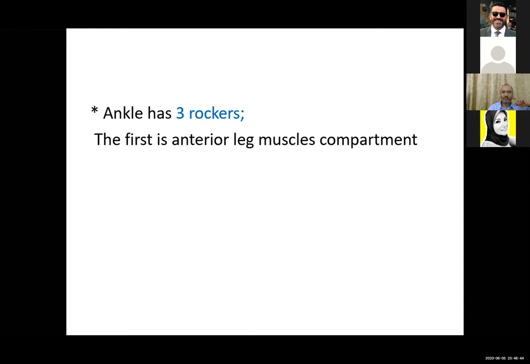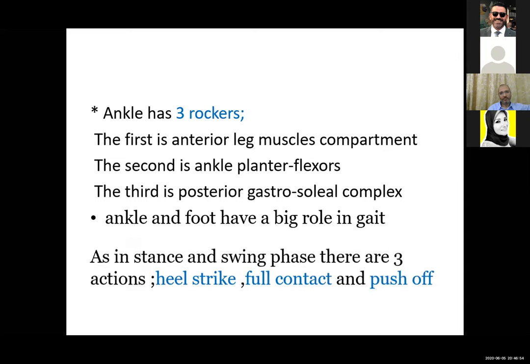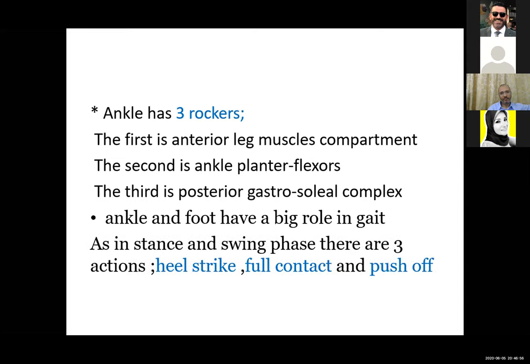The first is the anterior leg muscle compartment. The second is the ankle plantar flexors. The third is the posterior gastrosoleus complex. Ankle and foot have a big role in gait. As in the stance and swing phase, there are three actions. First is the heel strike. Second is full contact of the foot to the ground. Third is the push off.